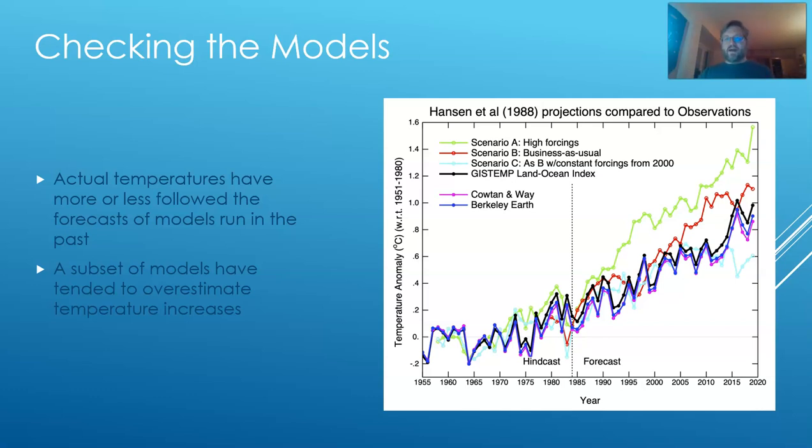So we can have a good bit of confidence that the projections for our future that our models are giving us are reliable: that if we have the greenhouse gas emissions and the radiative forcings that the model was run based on, the resulting temperature increases and so forth are going to match what the model has told us.